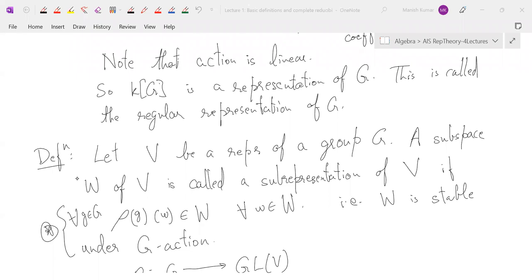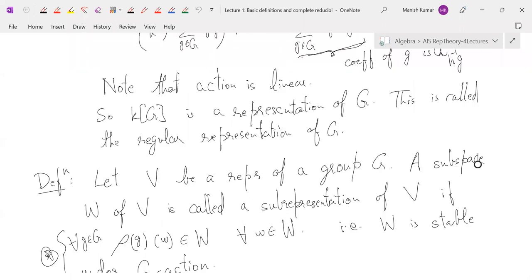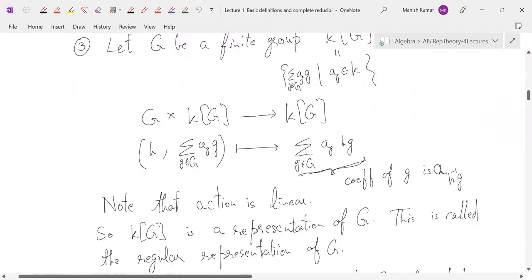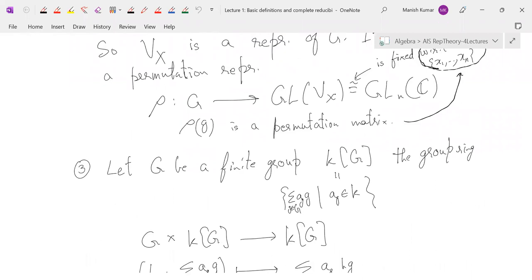Sir, the two representations that you have considered, both are permutation representations only. So how are they different? Because if I replace X with G in the first representation, and I don't use the properties of the group, then they are the same. So the second one is a special case of the first one. Yes. So the regular representation is a special case of the permutation representation.